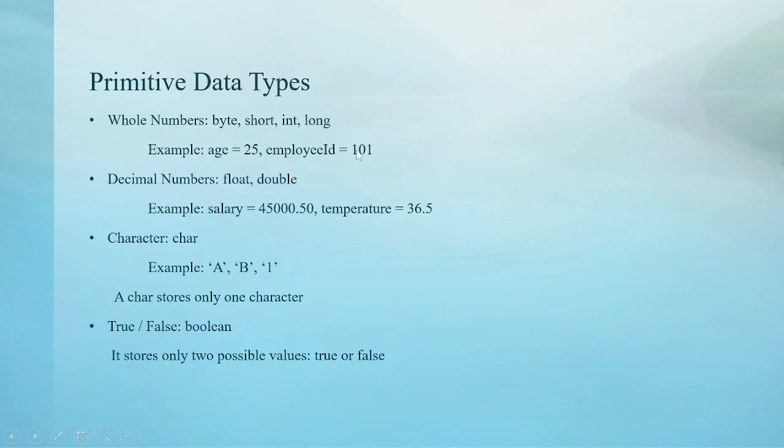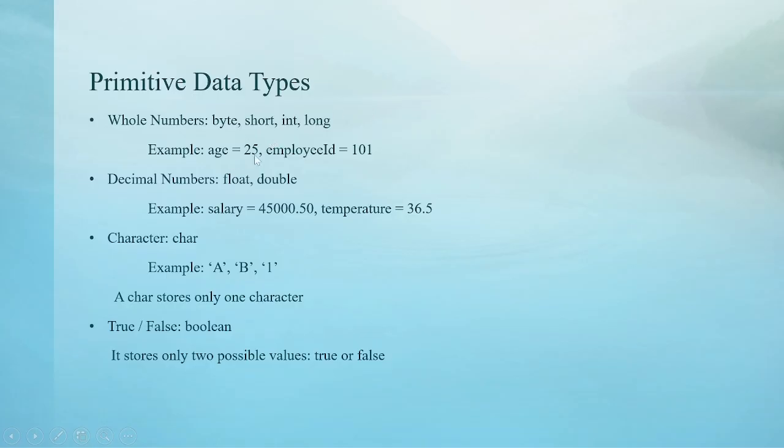An employee ID equal to 101, I can use any one of these, but it depends on the condition. We have to use the memory efficiently, so based on that, we will choose one of them. We will see how to choose these data types in the upcoming videos.